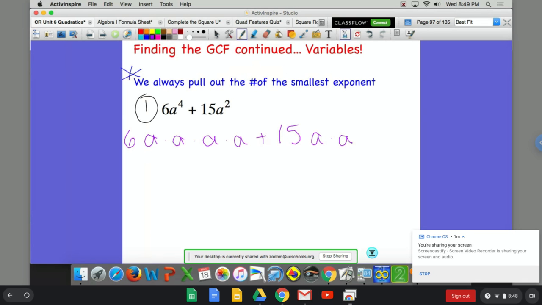So 2a's. So we always pull out the smallest number because we got to remember that when we're talking about the GCF, we're talking about the greatest common factor or the greatest amount they share. So when it comes to the variables, 6a to the fourth has 4a's and 15a squared has 2. So the most that we can take out is 2a's. That's how many a's they share. So therefore, we're going to pull out a squared.